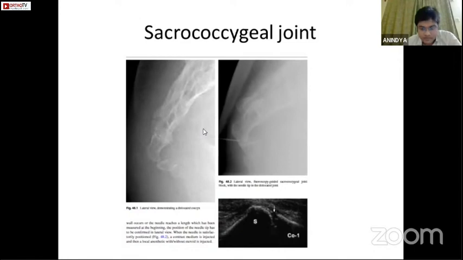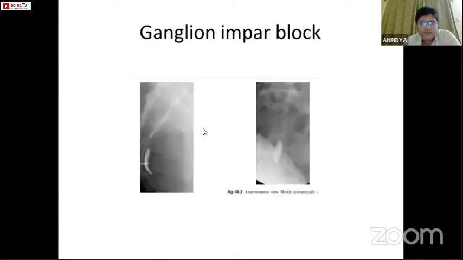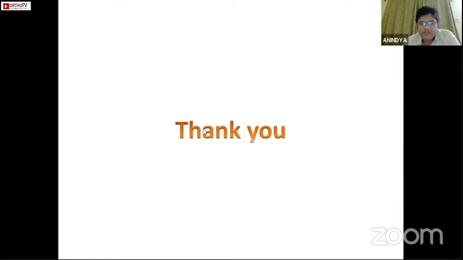So I put in a picture of the sacrococcygeal joint and how it looks in the ultrasound, although it's not included in this topic. And some people do the ganglion impar block. I don't have any personal experience with this. So the ganglion impar can also be targeted using a fluoroscope. And this helps in coccydynia pain, according to many literatures.